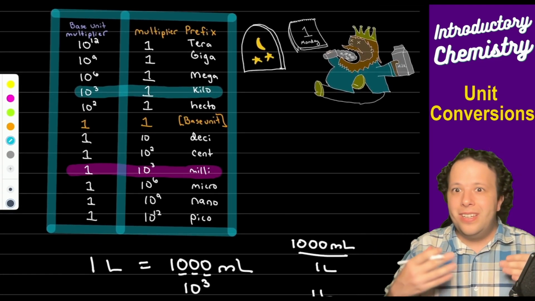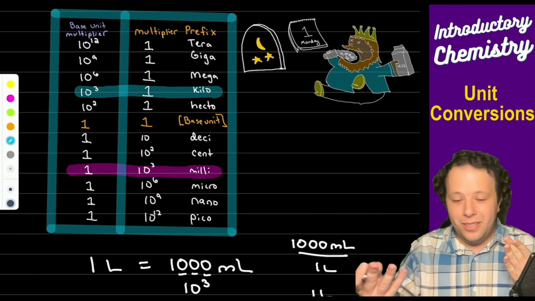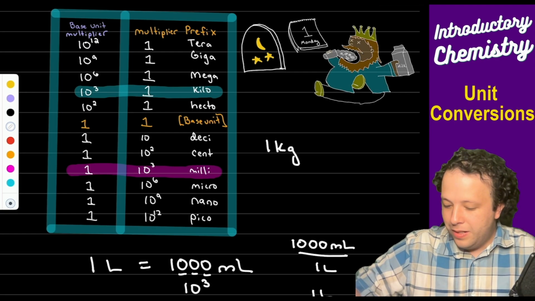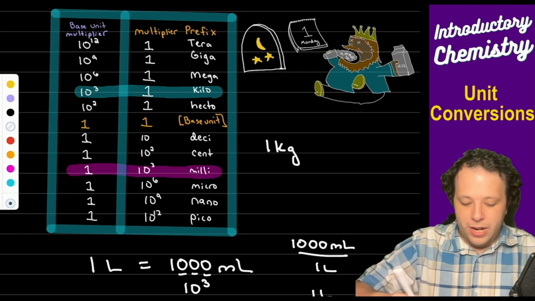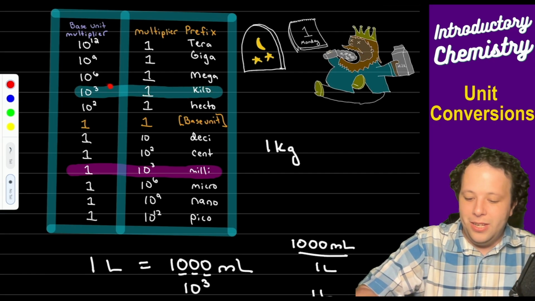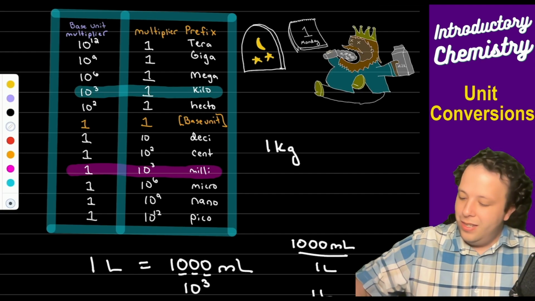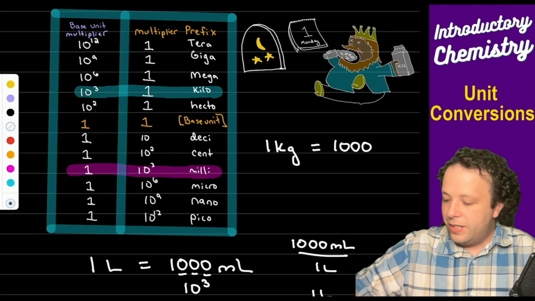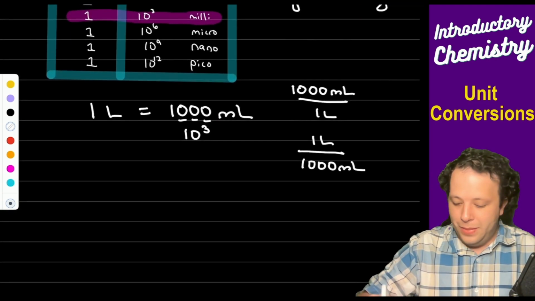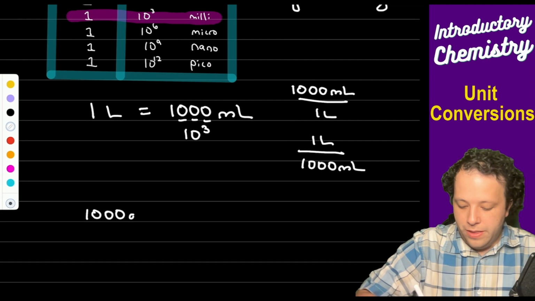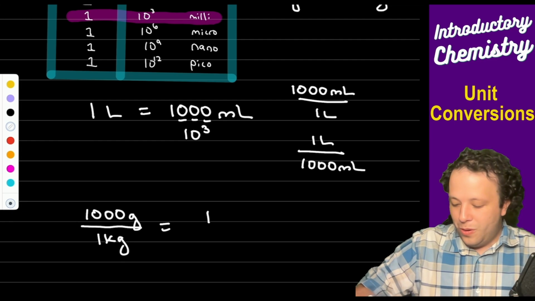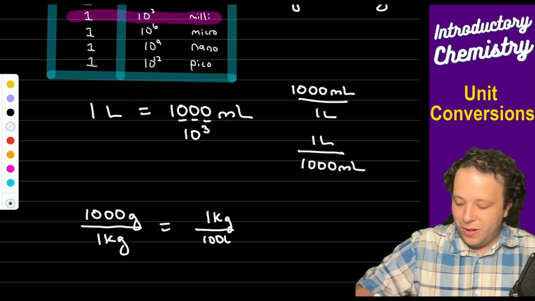So if I ask you, how many grams are there in a kilogram? If I have 1 kilogram, we can see on the right-hand side right here, 1 kilogram is going to be equal to 10 to the 3 grams. That's 1,000 grams. And we can go through and define that ratio as well. So if I wanted to, I could write, all right, 1,000 grams is equal to 1 kilogram, or 1 kilogram is equal to 1,000 grams.